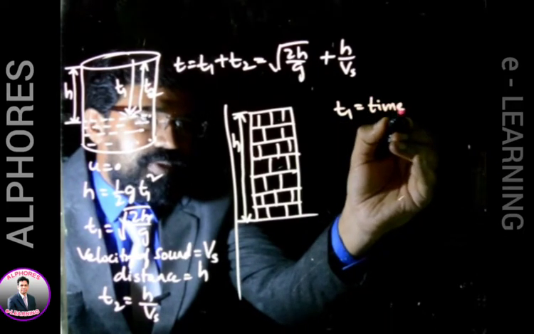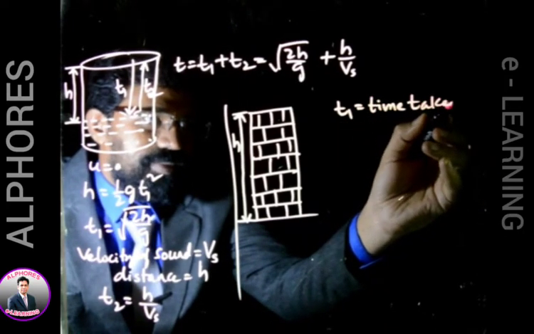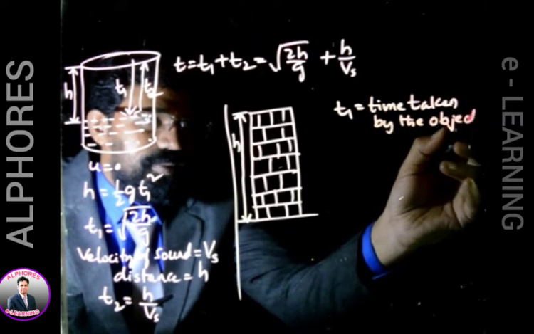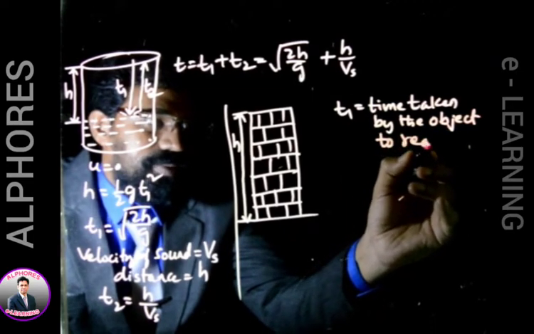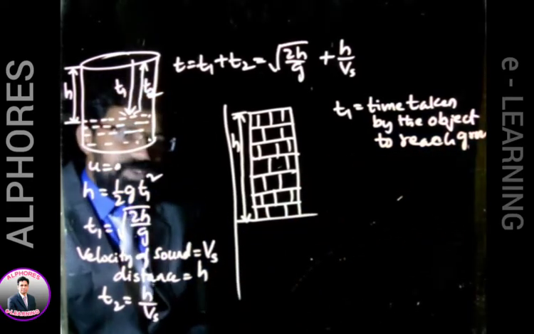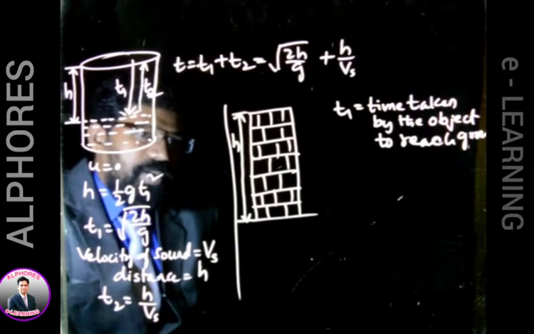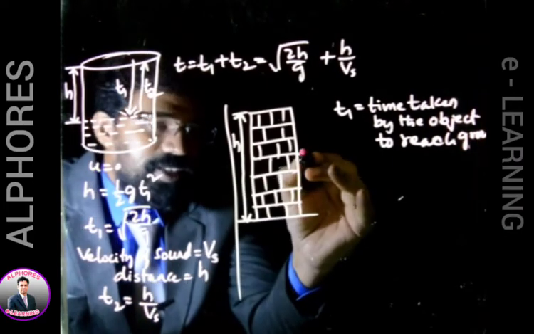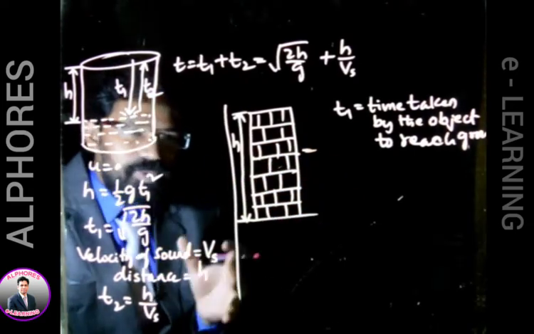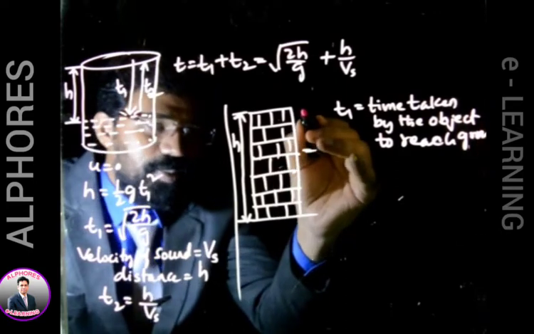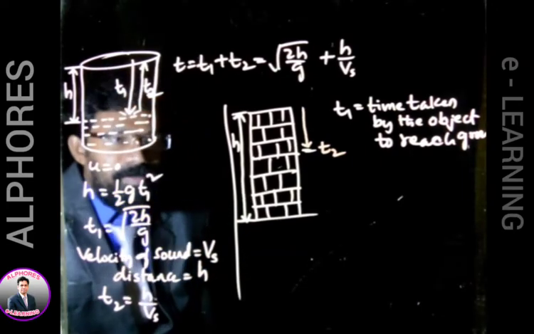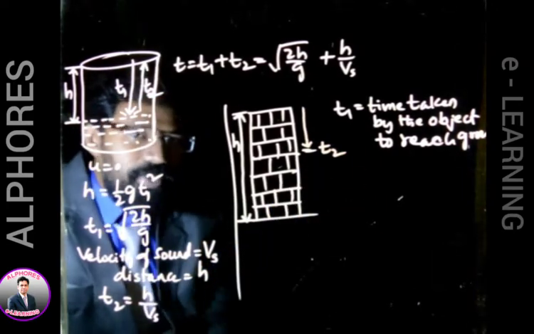T1 seconds is the time taken by the object to reach the ground. Now let us say after a time equal to t2, somewhere here the body is stopped. Somebody has caught the body, maybe from the window. So by the time it has reached here, how much is the time? T2 seconds. They caught the body and again they dropped it from the air.